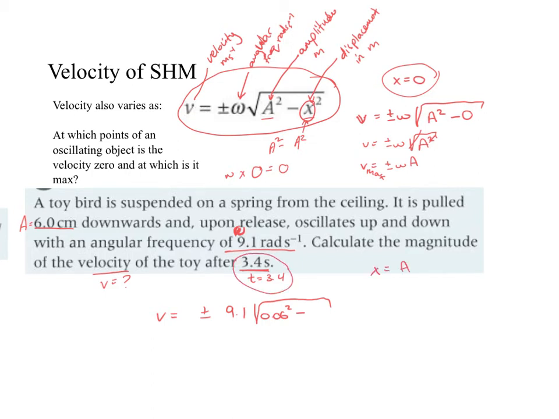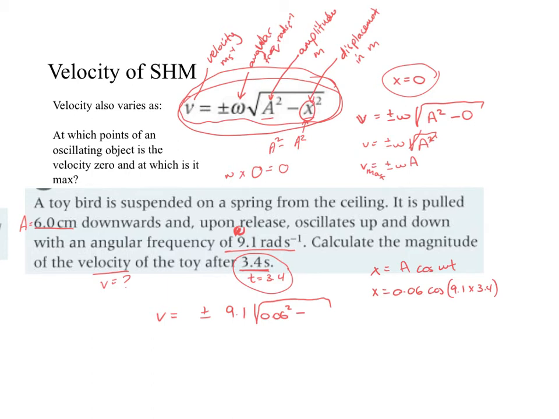So x is equal to A cos omega t. That will be 0.06 cos 9.1 times that time, 3.4. So you can see, since the velocity equation doesn't include the timing, you can use the time to find the displacement at that time and then substitute that number in there.